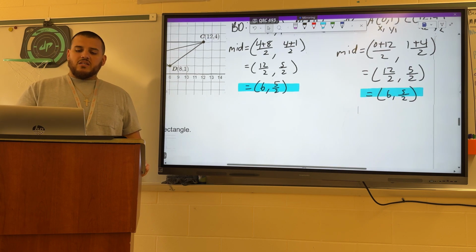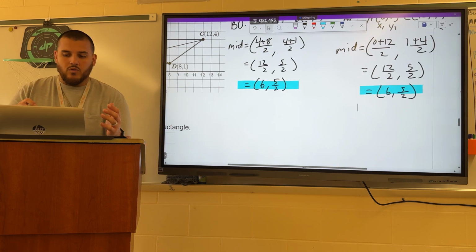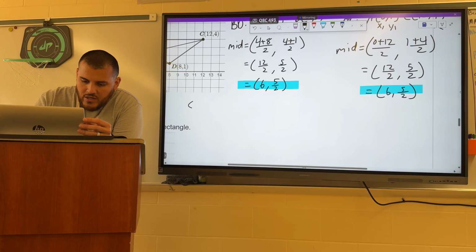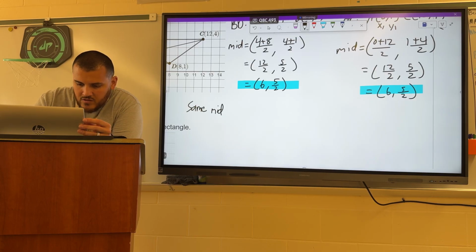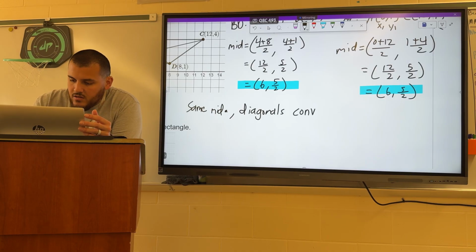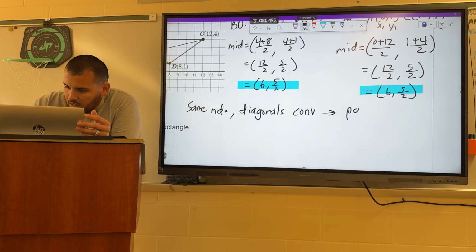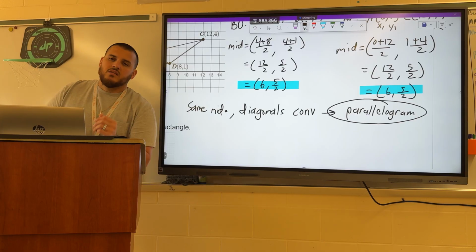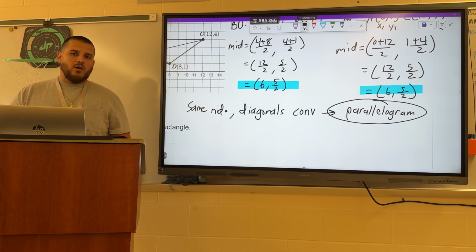So we just need to justify our answer, right? We're being asked to prove that it's a parallelogram. Well, we could say same midpoint, and I'm going to abbreviate some stuff here as we go through. We have the same midpoint, therefore by the diagonals converse, because these diagonals bisect each other, this must be a parallelogram. They have the same midpoint, that means the diagonals bisect each other. That means this shape is a parallelogram.